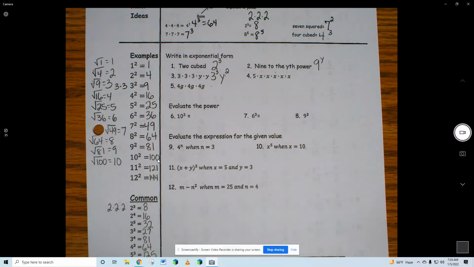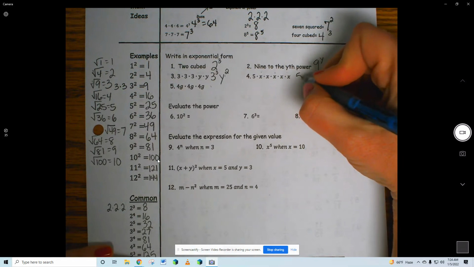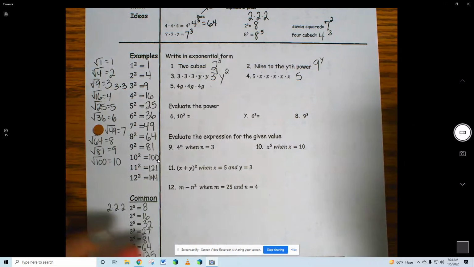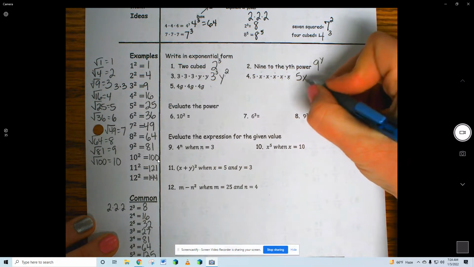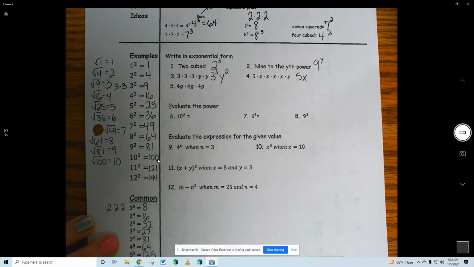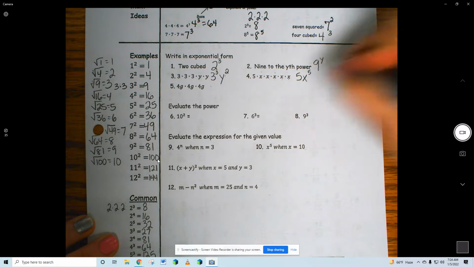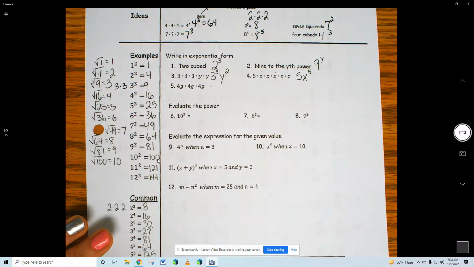Number 4. I only see 5, and it's all by itself. So it's like 5 to the 1st, but nobody writes a 1. Just a 5. How many x's do I have? 1, 2, 3, 4, 5. X to the, and you put a little 5. 5x to the 5th.